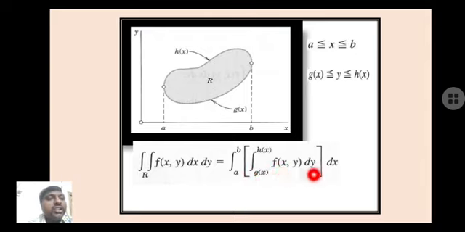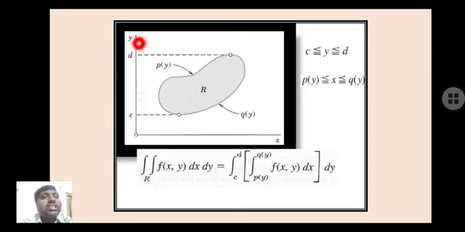In between these limits, for a fixed y, you are observing the limits of x now. For a fixed y, your x is varying from the lower curve to the upper curve. Your lower curve is p of y, so that's why I am writing p of y up to the upper curve. The upper curve is q of y. So this covers the entire region.